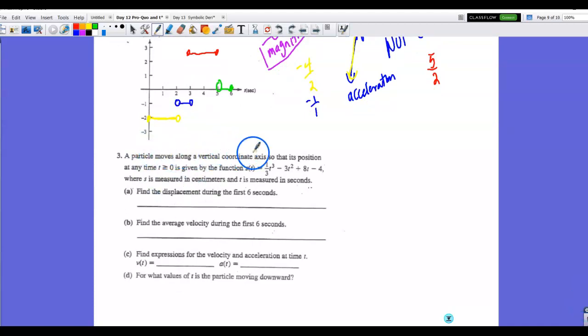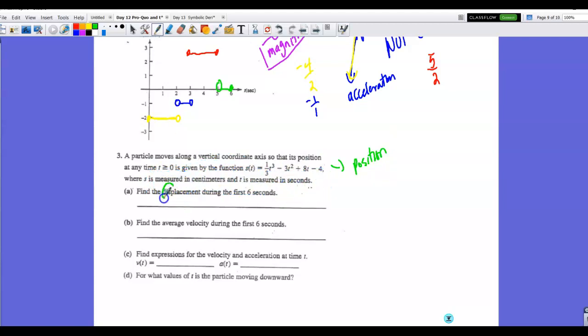A particle moves along a vertical coordinate axis. So now the particle is moving up and down and up and down because it's a vertical coordinate axis, so that it's positioned at any time. We're given a position function right here. This is not necessarily a free-falling object, where S is measured in centimeters and T is measured in seconds.